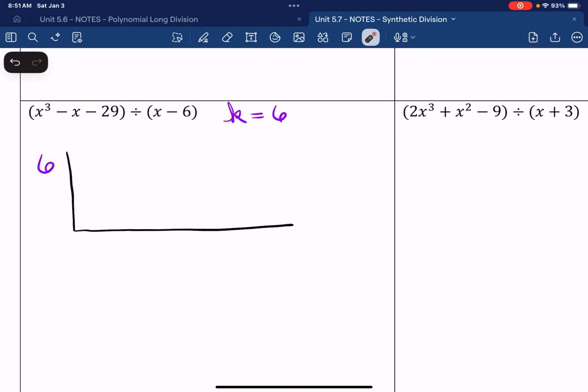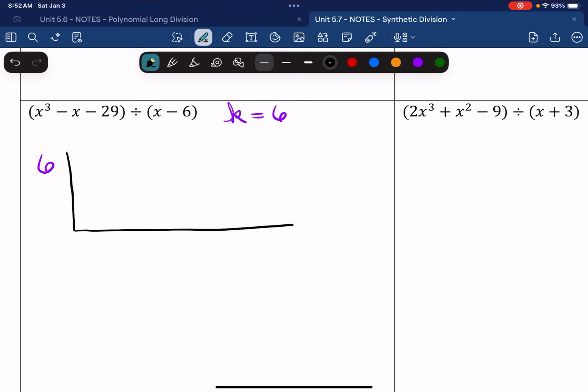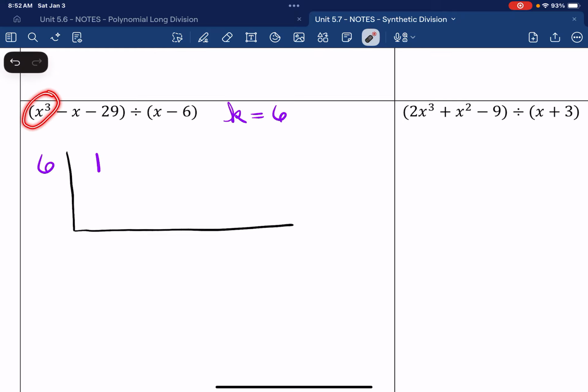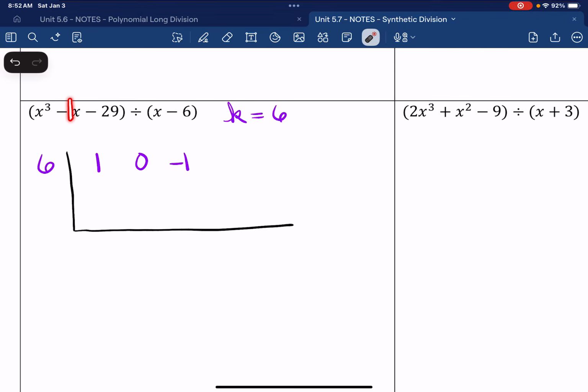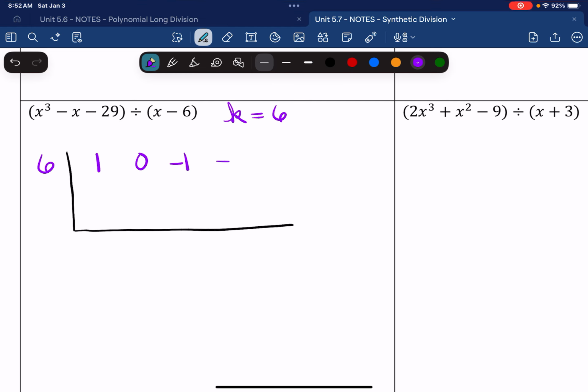All right, our highest exponent is 3, so this is x cubed. This is 1x cubed. Now, I don't have an x squared term here. I go straight from x cubed to x. So I need a placeholder. I'm going to put 0 for x squared, and then negative 1 for my x value. Remember, there's an understood 1 in front of any variable. So minus 1x, and then we have our constant of minus 29 or negative 29.